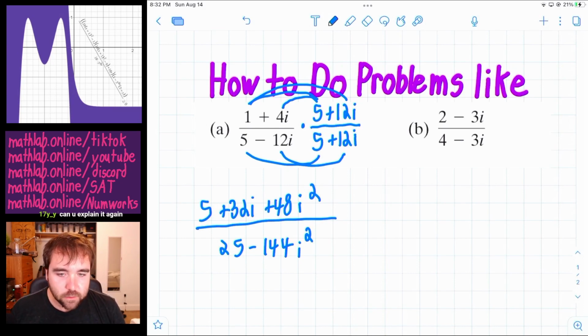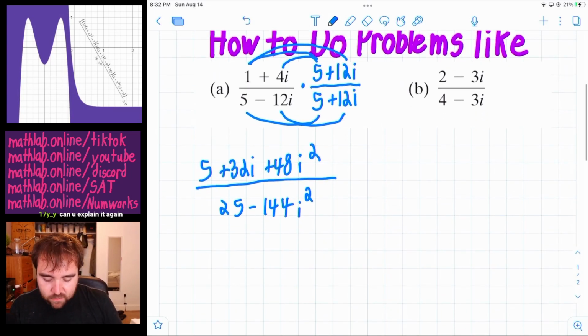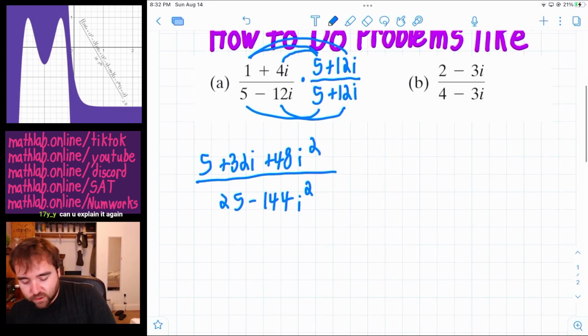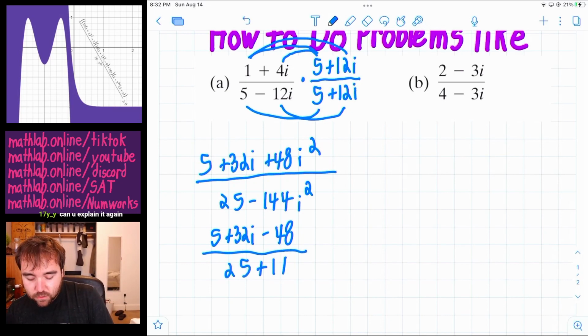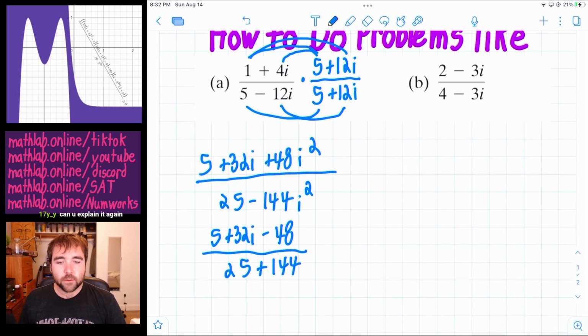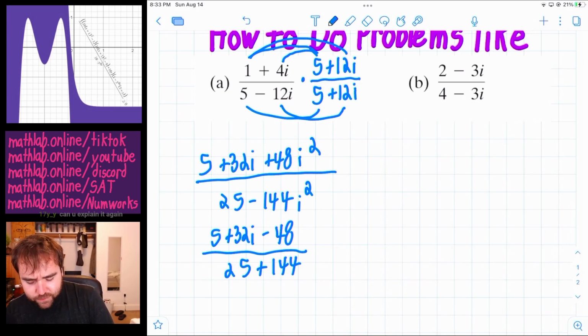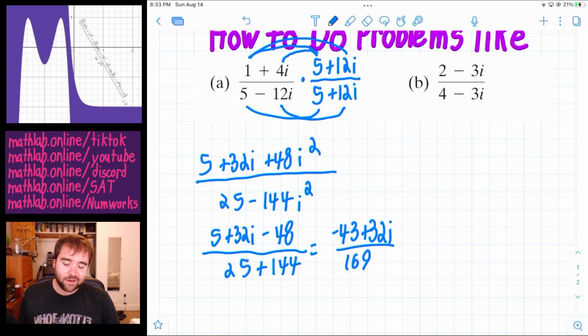And so now we just got to continue. So what is i squared? We've said this before. We've done this before. i squared is negative 1. So this ends up being 5 plus 32i minus 48 over 25 plus 144. And then we just got to grind out that math. So that's negative 43 plus 32i over 169.